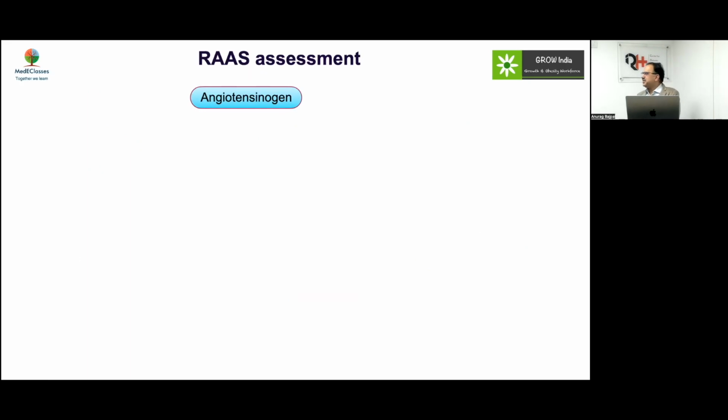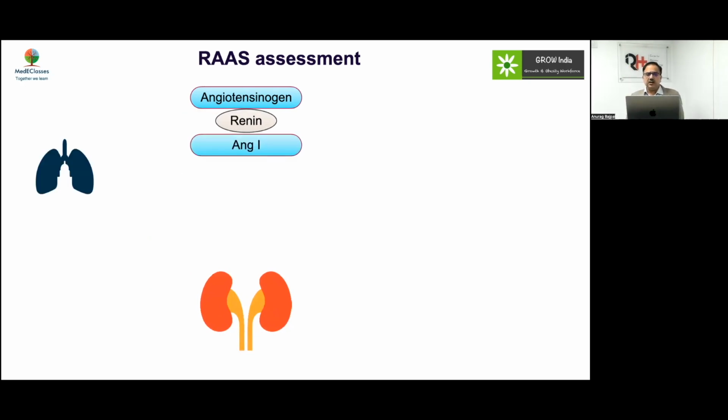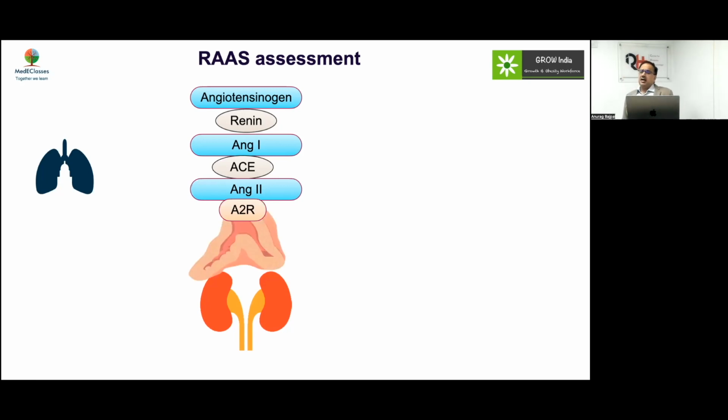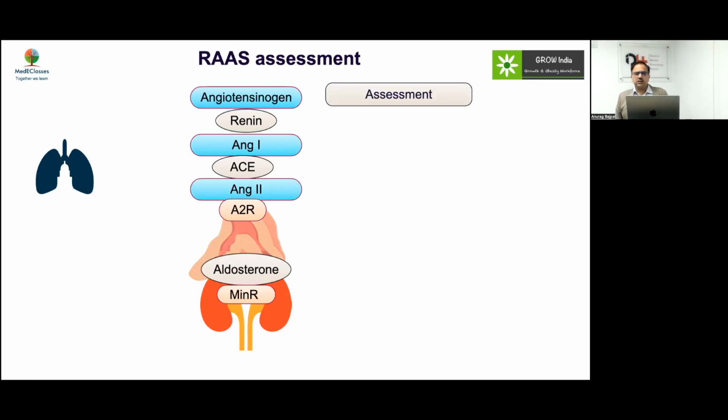Now, once we have decided that this is possibly a renin-angiotensin effect, how do you assess the scenarios from there? Essentially, we have already discussed that we have angiotensinogen, which is converted via renin to angiotensin 1, which is converted via the angiotensin converting enzyme to angiotensin 2, which is a very, very important agent as far as fluid regulation is concerned. Angiotensin 2 causes vasoconstriction, increasing blood pressure. It increases aldosterone secretion. It increases thirst. So it has multiple mechanisms by which it acts to increase the fluid status overall. And this aldosterone will then act on the mineralocorticoid receptor.